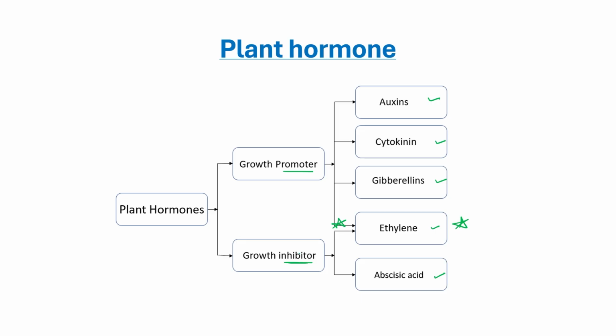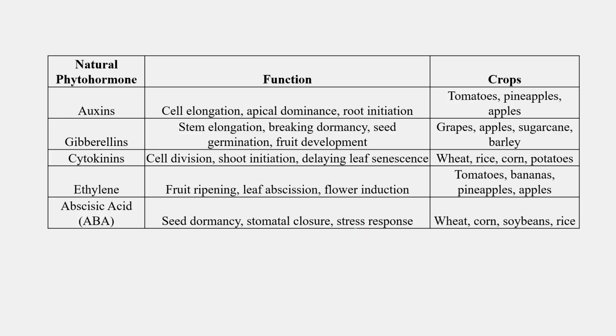So there are 5 types of plant hormones. 3 come under the plant growth promoter category: auxin, cytokinin and gibberellin. These 2 come under the inhibitor category, but note that ethylene comes under both types. Hardcore growth inhibitor: abscisic acid. Hardcore promoters: auxin, cytokinin, gibberellin. And ethylene acts as a promoter sometimes and as an inhibitor sometimes. So these are the natural phytohormones.